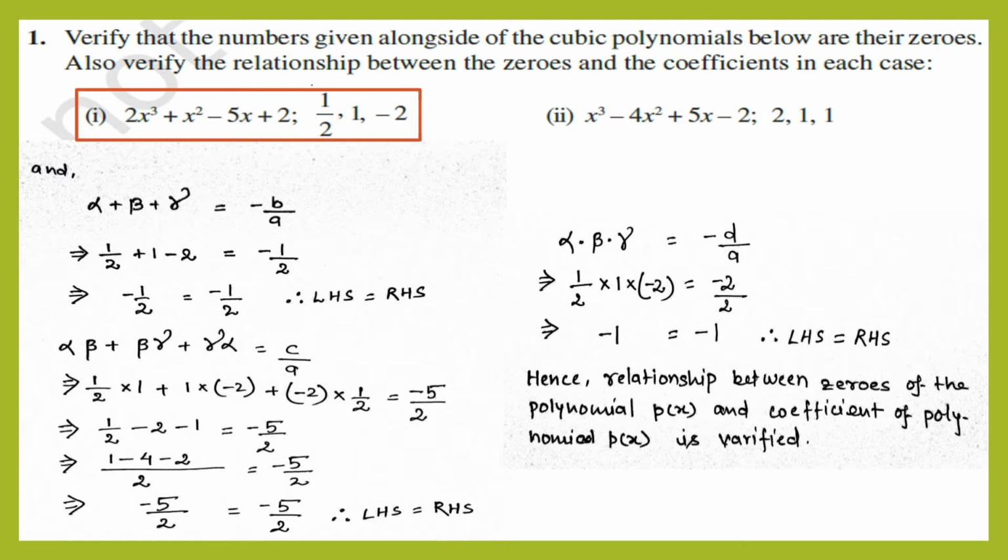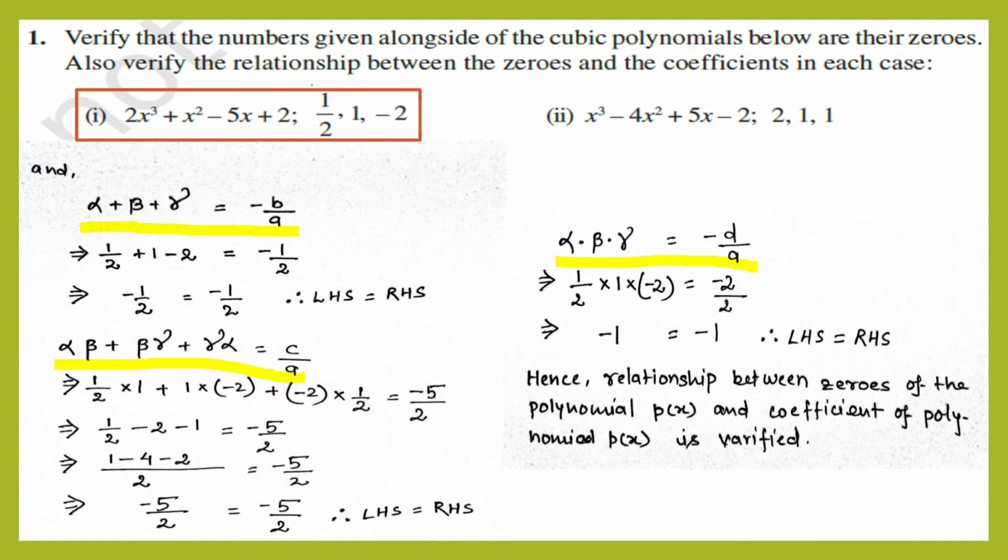Now we will verify the relationship between zeros and the coefficients in the given polynomial. In case of a cubic polynomial, there exist 3 relationships. The first relationship is sum of the roots equal to minus b by a. The second relationship is sum of product of roots taken 2 at a time is equal to c by a. And the third relationship is product of roots equal to minus d by a. We will verify each one of these relationships for the given polynomial.